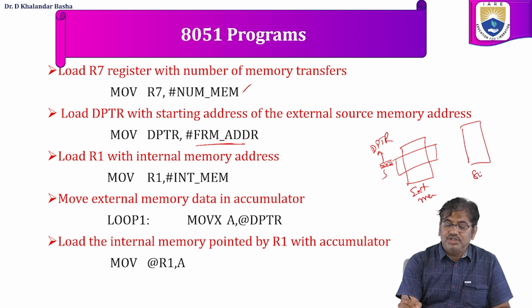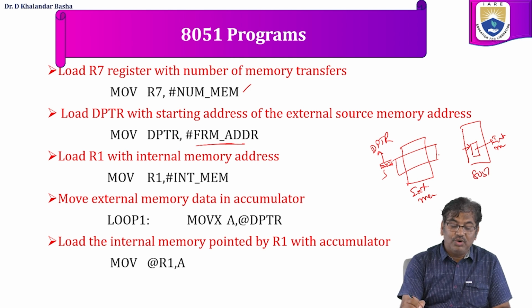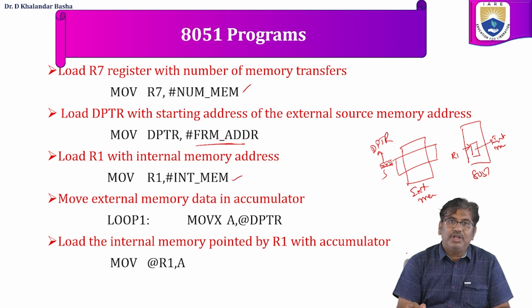Next, in the 8051 microcontroller, we have the internal memory. The starting address of this internal memory we are going to load into the R1 register. So for that, you will write MOV R1, #internal memory. So the address of internal memory will be loaded into R1.